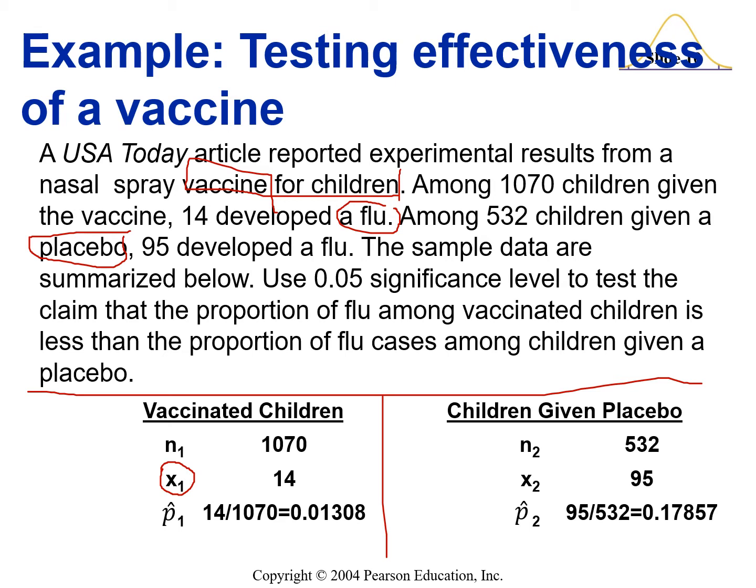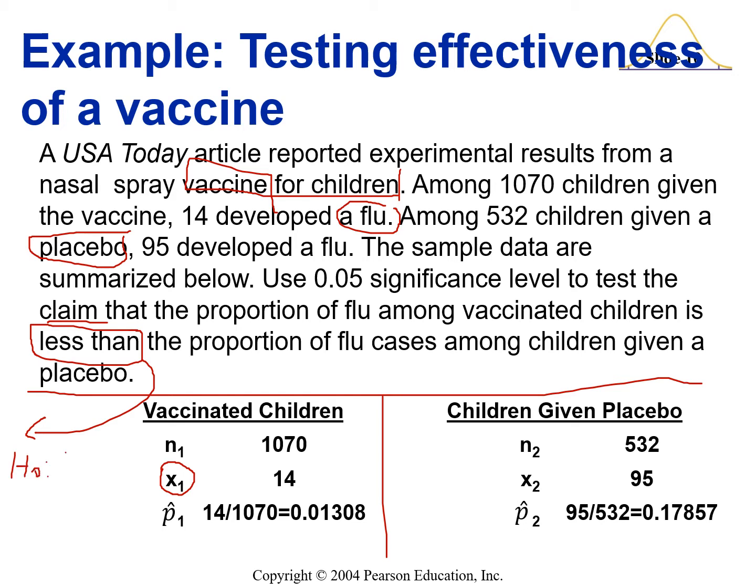Now look here, before going on, be careful. What is the claim of the researchers? The claim is that the proportion of flu among vaccinated children is less than. This is very important. So the researcher's claim determines the alternative hypothesis. H naught is constant.